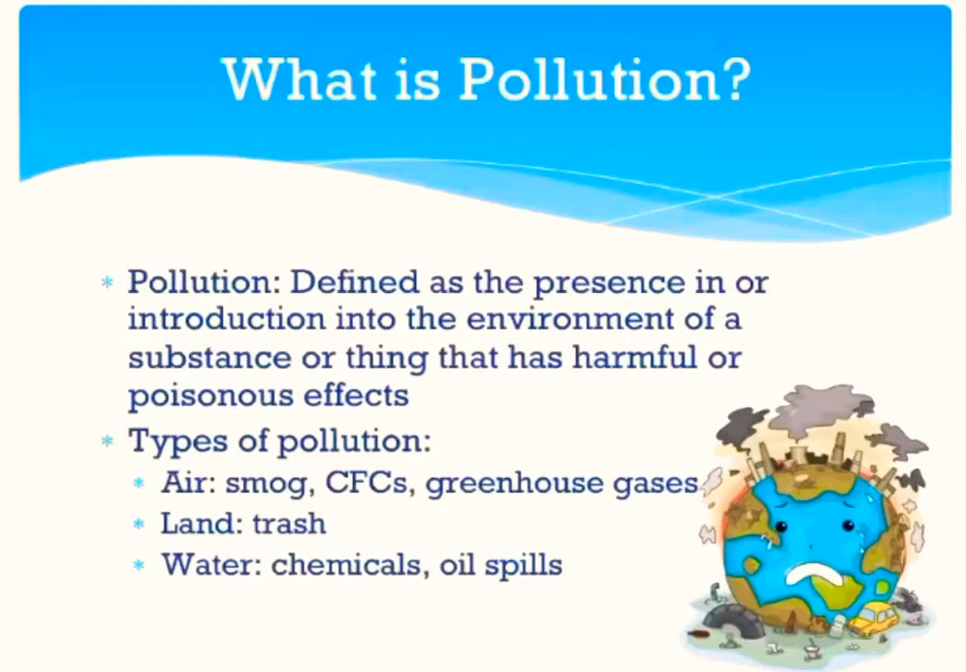So what is water pollution? Water pollution is defined as the presence in or introduction into the environment of a substance or thing that has harmful or poisonous effects. There are three types of water pollution. Air, which includes smog, CFCs, and greenhouse gases. Land, which is essentially just trash on our earth. And last is water, which includes chemicals, oil spills caused by leaky pipelines, shipwrecks, and explosions at sea.